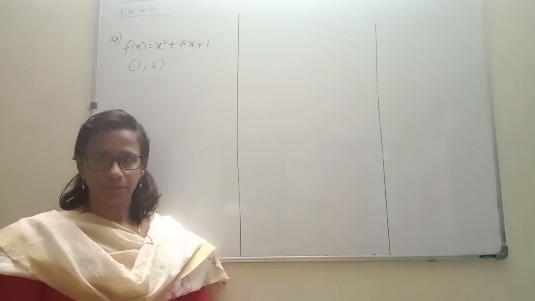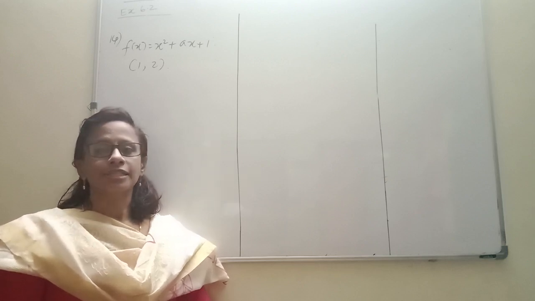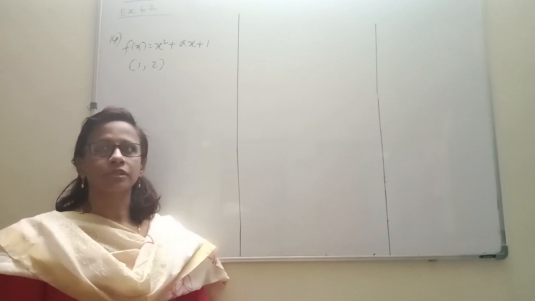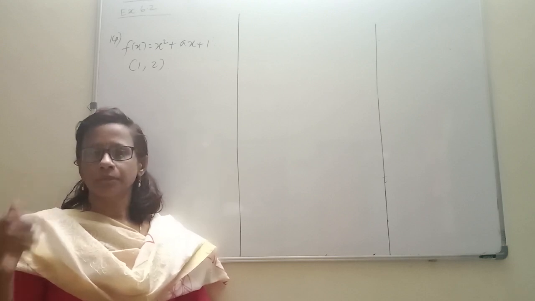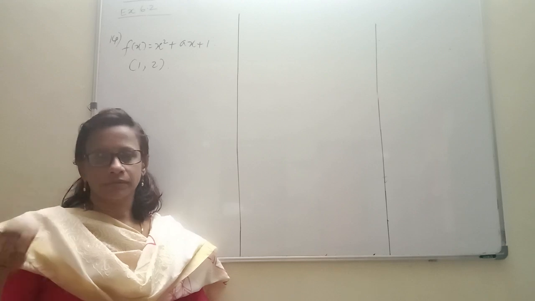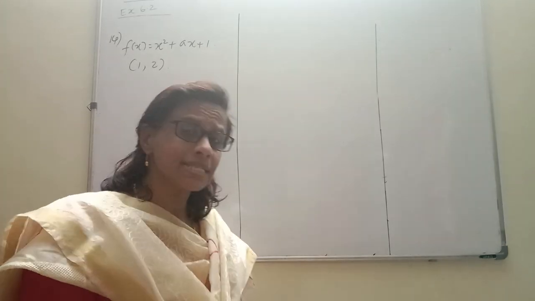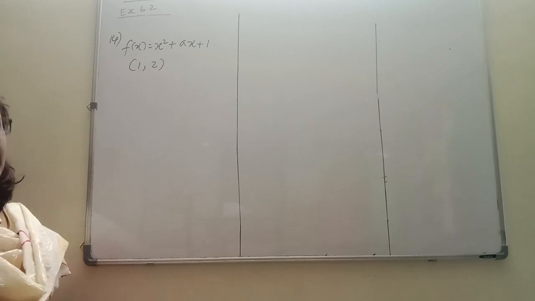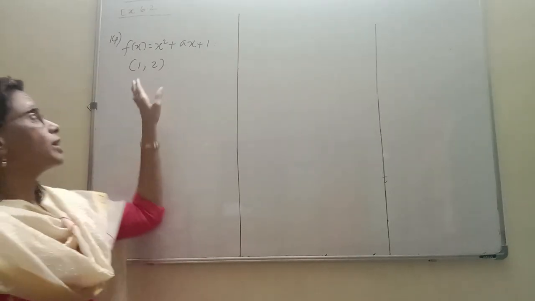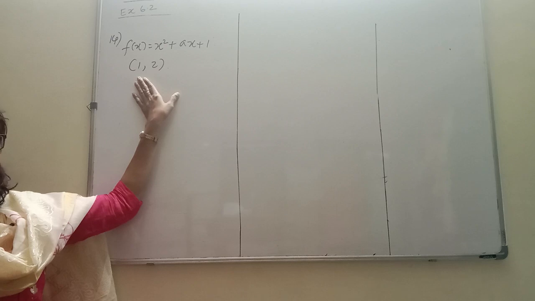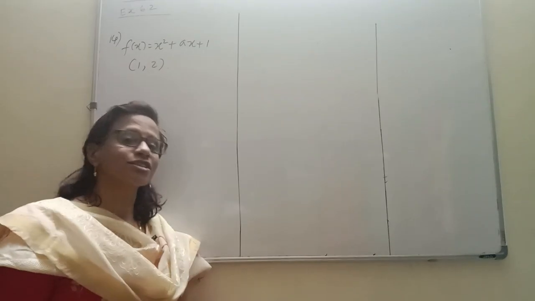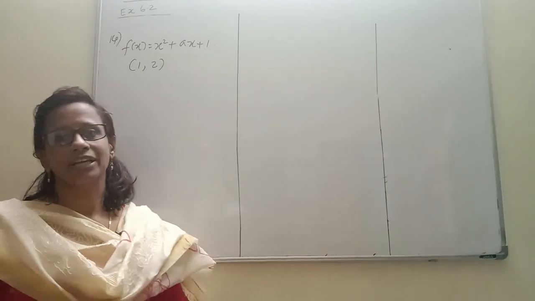It's an application-based problem on increasing, decreasing, and how you apply that. It's really good. Unless you have the concept clear, we are not able to get it through. The question says that the function is x squared plus ax plus 1 and it is strictly increasing on (1, 2). If that is the case, then they ask us to find the least value of a.